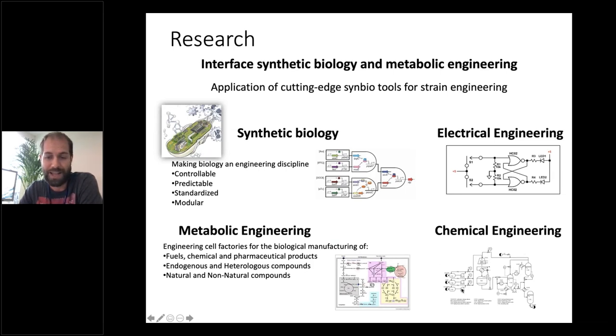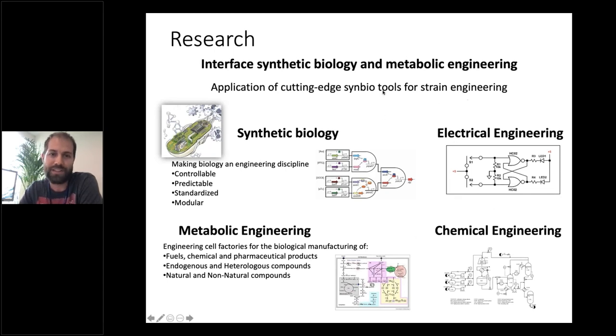So in a chemical plant, you have different tanks where different chemical reactions happen, and in the end, you make a product. In metabolism, this happens very similarly, but instead of tanks, we have reactions catalyzed by enzymes that change one metabolite into another, and in the end, they make the product.